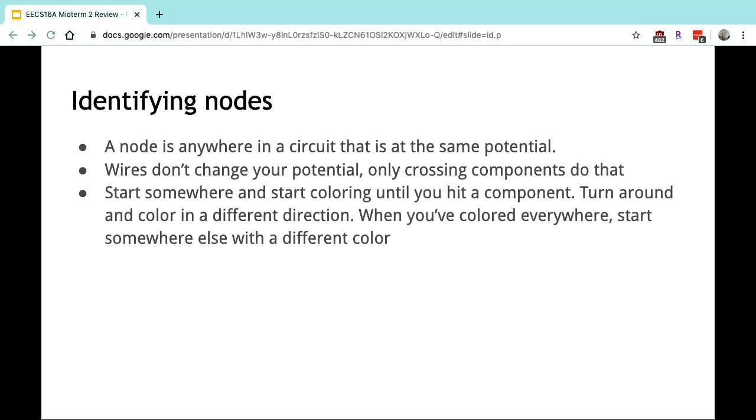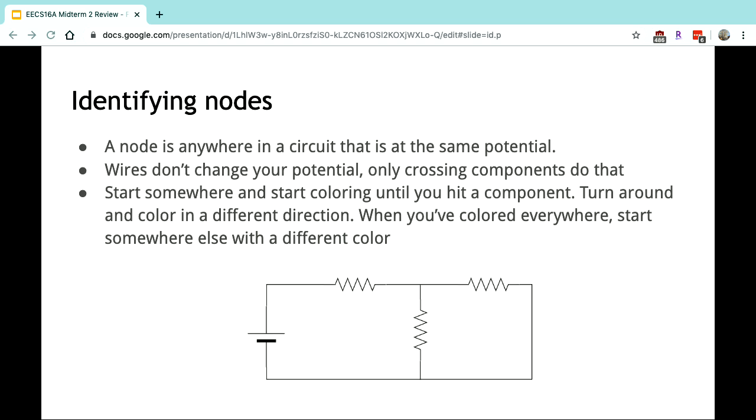Okay, so the first super important thing is to know how to identify what is a node inside your circuit. A node in a circuit is a section of wire that's at the same potential. Only if you cross some component like a voltage supply or a resistor will the potential change. There's a great method for figuring out where your nodes are: we can just start somewhere and color in all of the area until you hit a component.